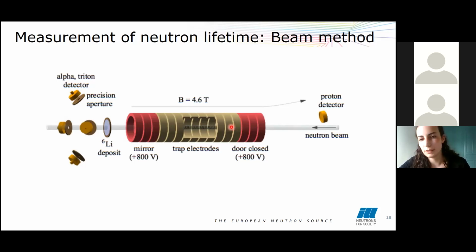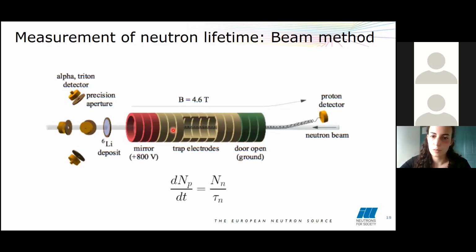So if a neutron decays while it's in the trap, the proton will be confined by both the magnetic field and the door and the mirror, because they are at high potential. And after a certain period of time, the upstream electrodes are lowered to ground. And there is also a little ramp voltage, which is applied to accelerate the protons to the detector. So what is measured is the number of protons after a certain time.